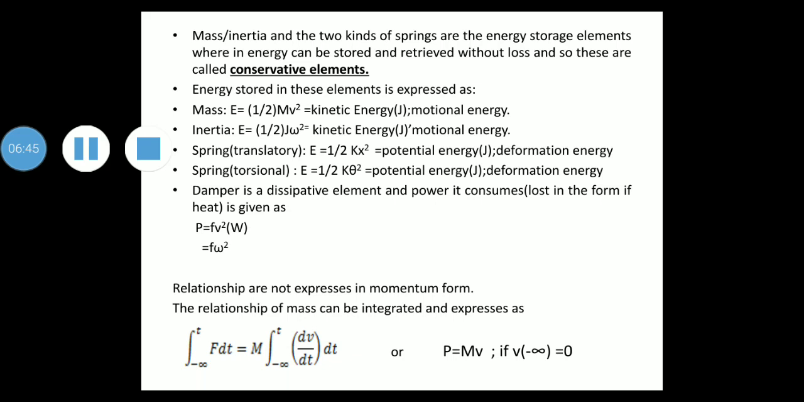Damper is a dissipative element, and the power it consumes, lost in the form of heat, is given as P is equal to F V square in watts, which is equal to F omega square in watts. The elemental relationships are not expressed in momentum form, but the relationship of mass can be integrated and expressed as the integration from minus infinity to t of f(t) dt is equal to m times the integration from minus infinity to t of dv by dt dt, or p is equal to mv if v of minus infinity is equal to 0.